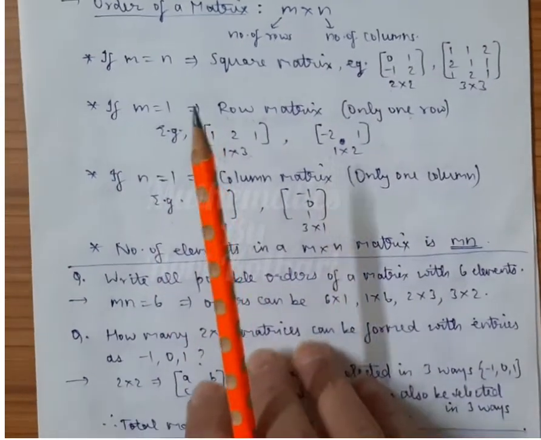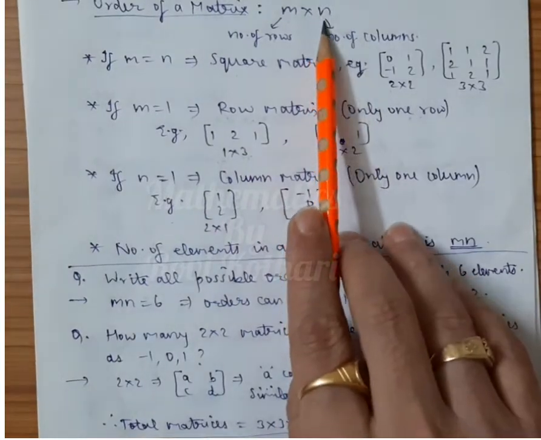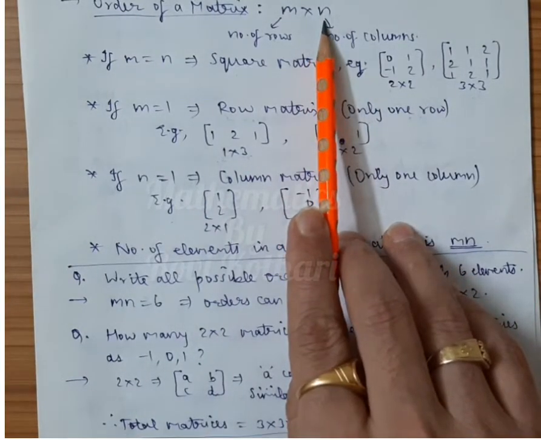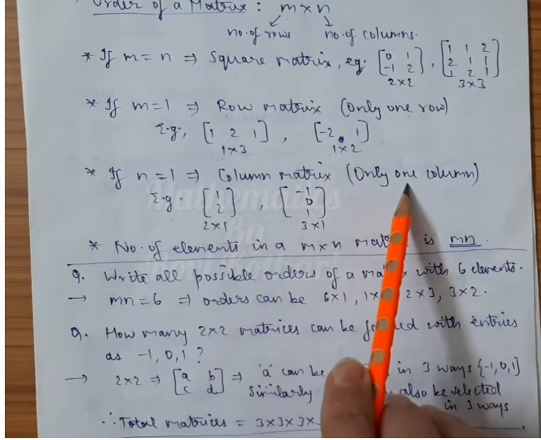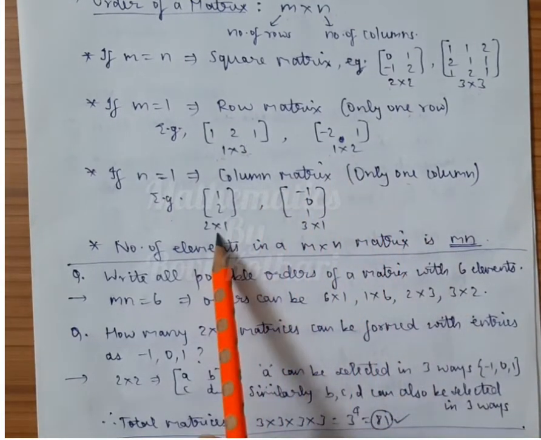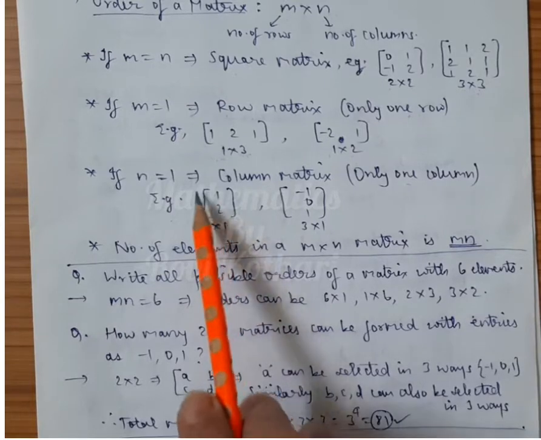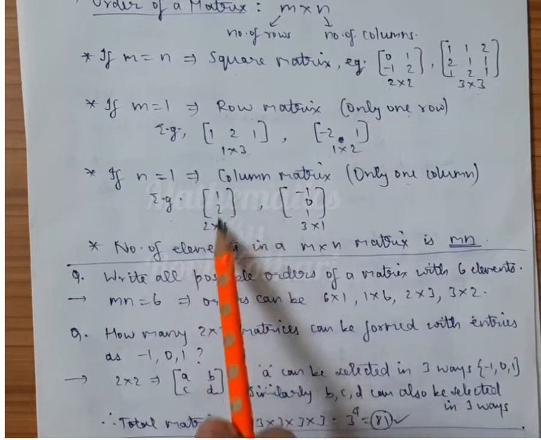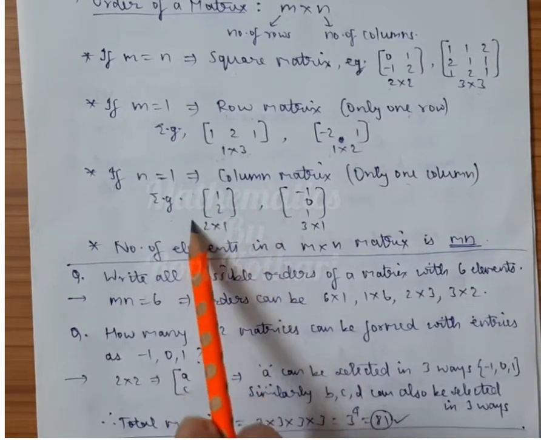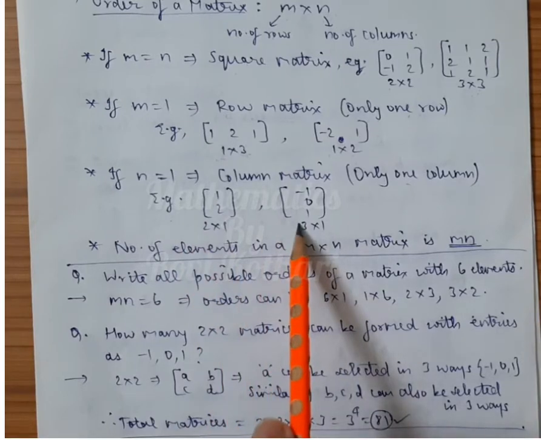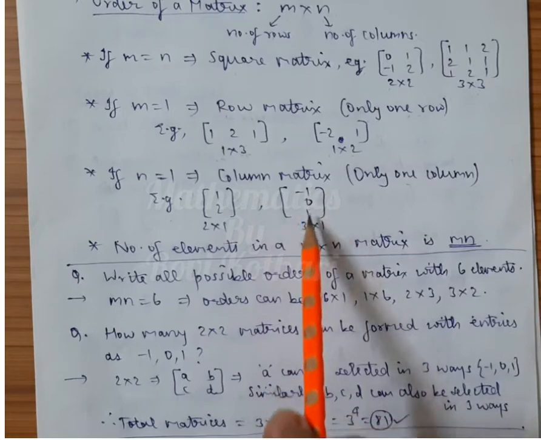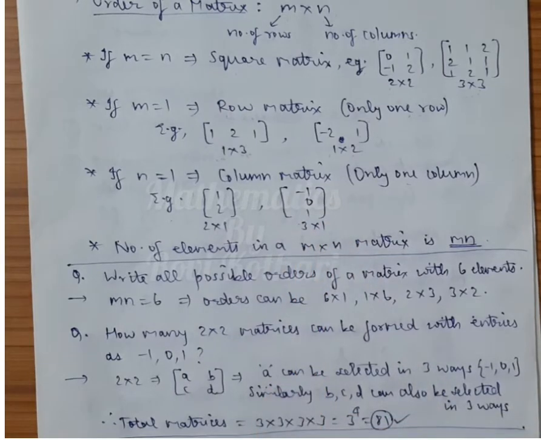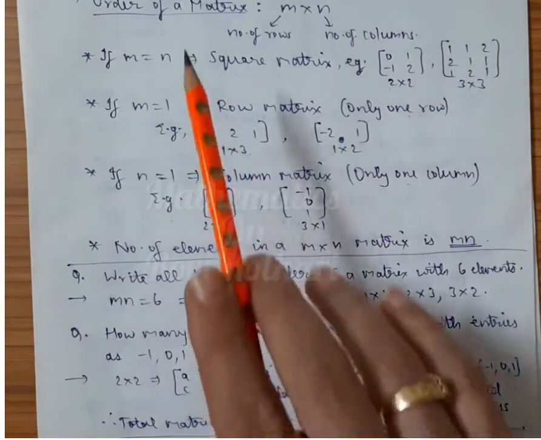Exactly the reverse: if n is 1, that means the number of columns is 1, then you call it a column matrix because it has only one column. For example, a 2 by 1 matrix is a column matrix which has one column but 2 rows. Similarly, there is a 3 by 1 matrix which has 3 rows but only one column. So these are specific things which you should know for the order of a matrix.